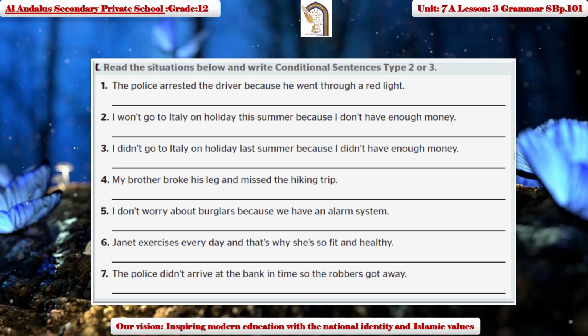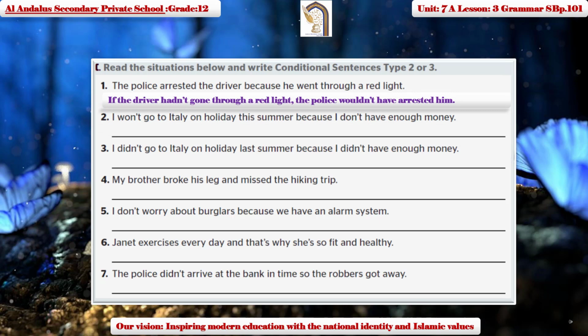Sentence 1. The police arrested the driver because he went through a red light. As you can see, gentlemen, this is a past situation, so we should use the third type of conditional sentences. This is a good answer. If the driver hadn't gone through a red light, the police wouldn't have arrested him.